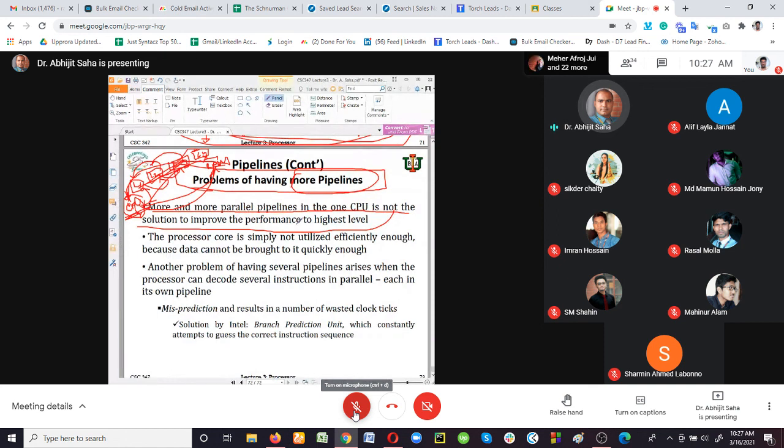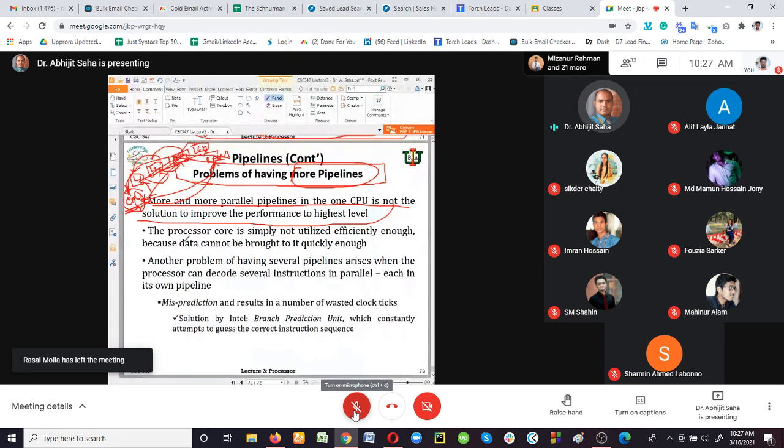No, do not think like that. That is what they are telling. So what is the problem? Why are we telling it? You can see some of the information here. The processor core is simply not utilized efficiently enough because data cannot be brought to it quickly enough. So this is one of the problems: having more and more pipelines is not going to be simply helpful, and your performance is not going to be high level. Why? Because the processor core is simply not utilized efficiently enough because the data cannot be brought to it quickly enough.